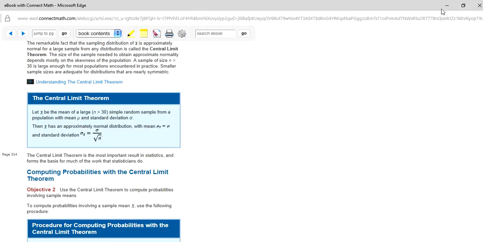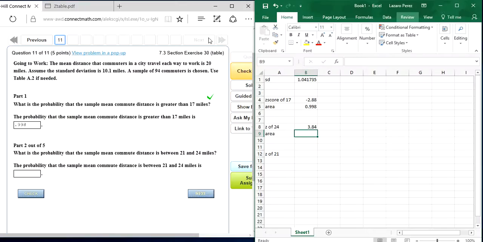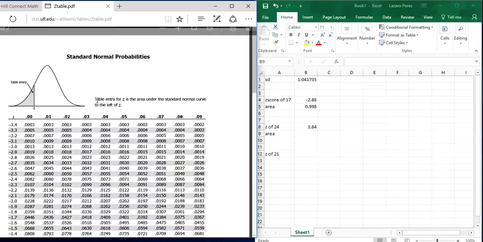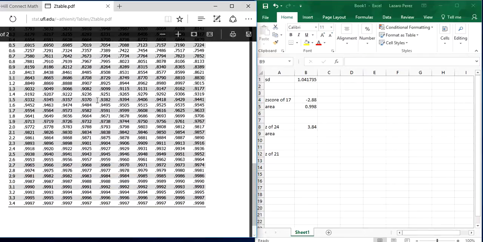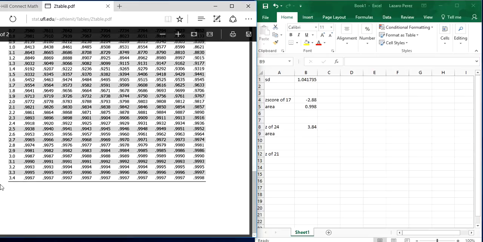That's actually a pretty large z-score. 3.84 is almost 1, so anything above 3.44 is going to be considered 0.99999. So our area, let's put 0.999.